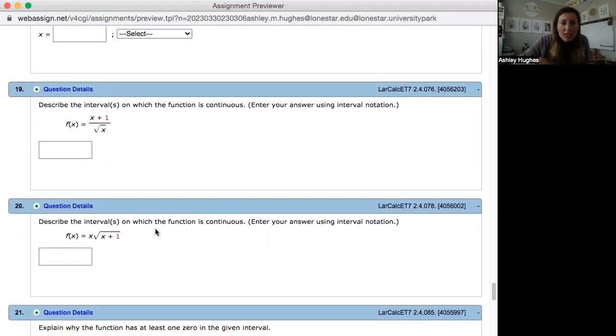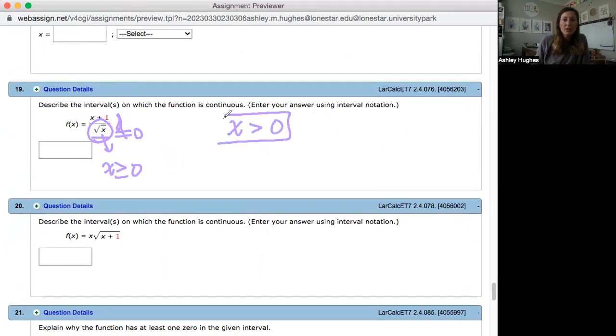Where's this function continuous? Okay, so you have to think about the domain here. This function only exists when the inside is greater than or equal to 0, so you already have a restricted domain. And since this is a ratio of two functions, this bottom one cannot be 0. So in this case, it's only going to be continuous where x is bigger than 0, because x can't equal 0 since the square root of x is on the bottom. So I would say it's continuous from 0 to infinity, which is its domain.